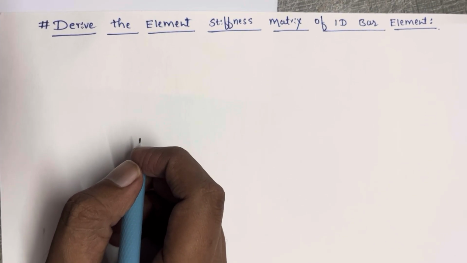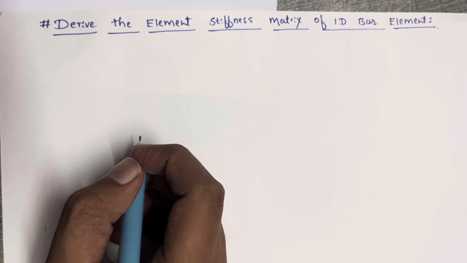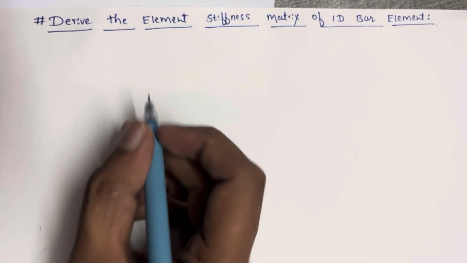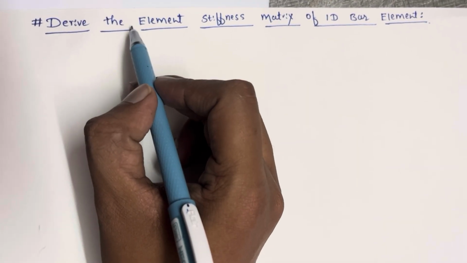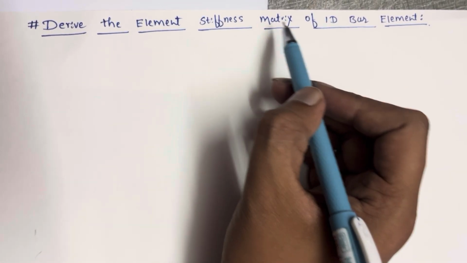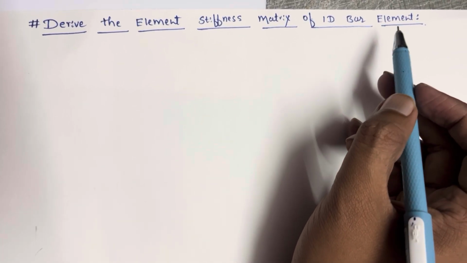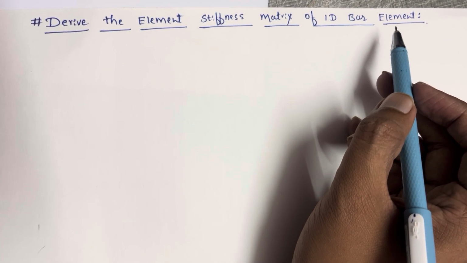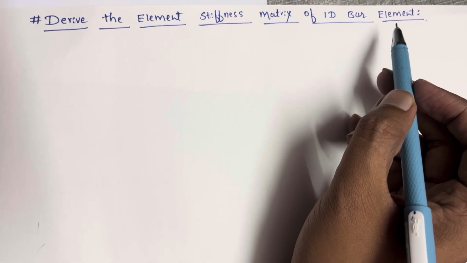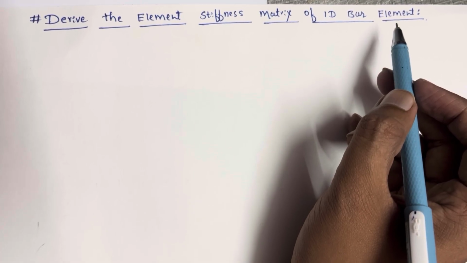Today we are going to discuss one of the important derivations in our FEM subject, that is, derive the element stiffness matrix of a 1D bar element. In the second module, this is very important for your university examination.